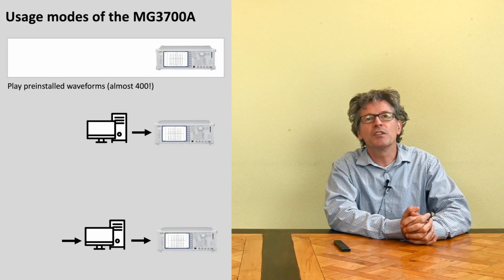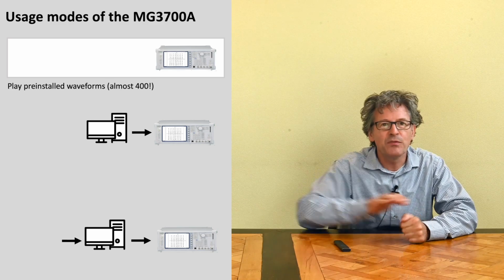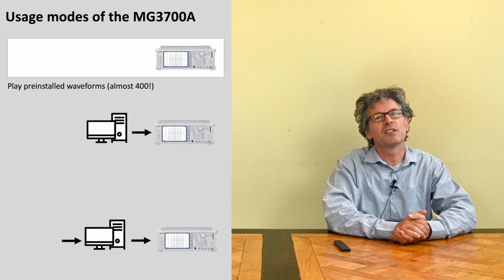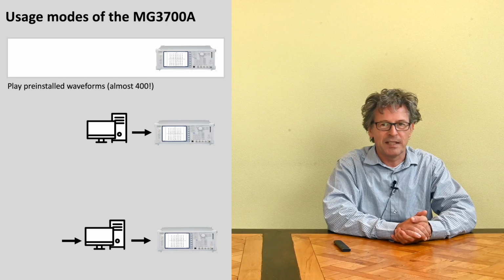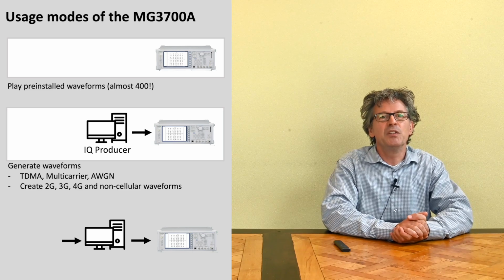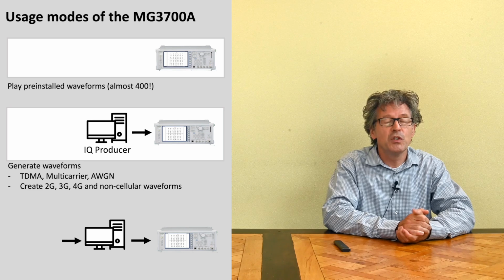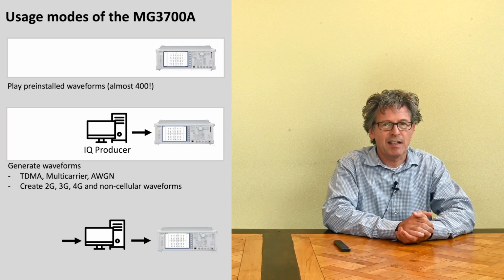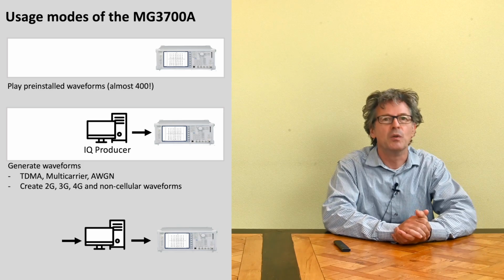Now, I'm getting to the core part, and that is about the 3 different use modes of the device. First of all, it can be used as a standalone device, and then we're playing information which is already available on the hard disk inside. And that's what I've already been looking at in my first episode. Secondly, the device can be used together with a computer, and the computer can then generate waveforms for you. It can be according to a specific technical standard or specifications, but it can also be a more generic type of waveform. And that piece of software is called IQproducer.